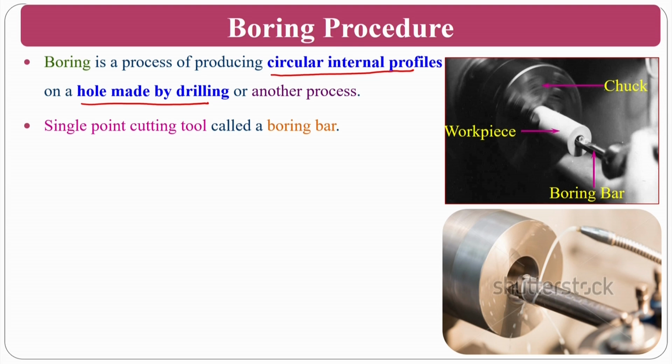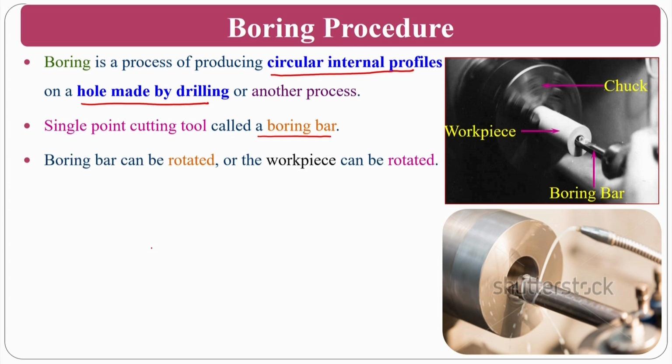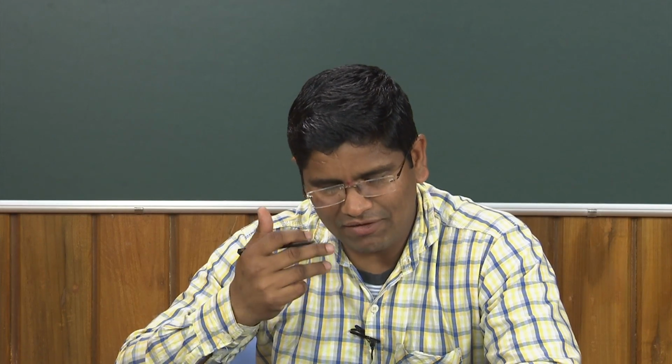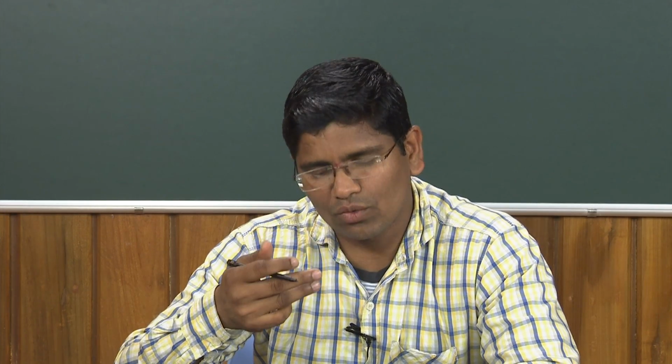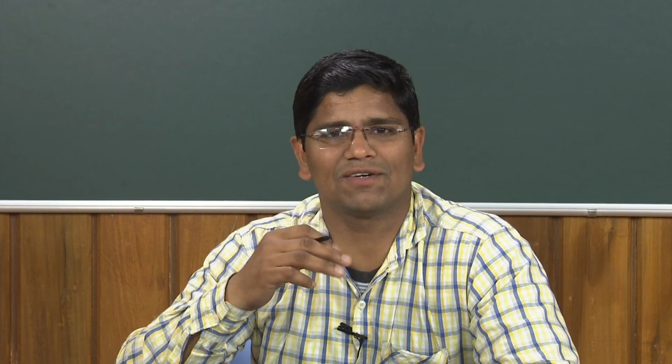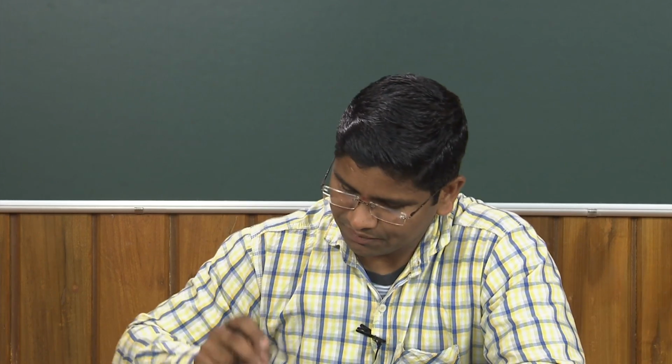The single point cutting tool is called the boring bar, which comes along with the shank. If you see here, this particular thing is nothing but the boring bar, including the tool. The boring bar can be rotated or the workpiece can be rotated. Both things can happen. If I want to rotate the tool, I can rotate it. If I want to rotate the workpiece, I can rotate the workpiece also. Normally, in the case of a lathe, if you are doing boring by the lathe process, the headstock will rotate, so the workpiece will revolve.